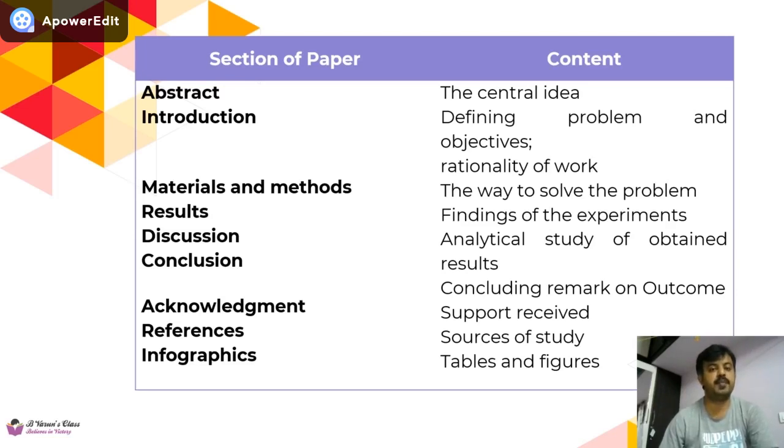Here, the abstract is the central idea of the journal. The introduction part defines the problem and the rationale of the work. The materials and methods section defines the way to solve the problem. The results section explains the findings of the experiments. The discussion explains the analytical study of the obtained results. The conclusion part explains the concluding remarks.